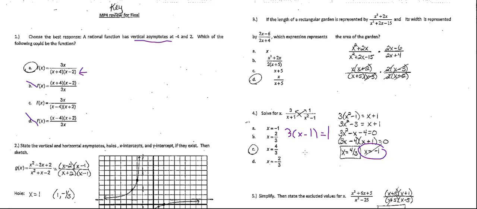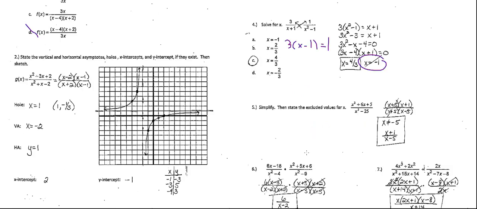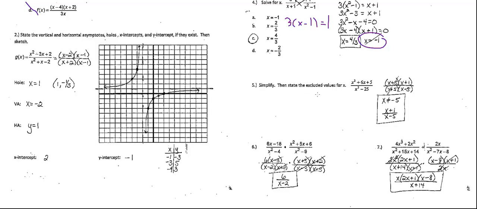Scrolling down to number 5, we're simplifying, then state the excluded values. But remember, you have to really state the excluded values before you simplify. There's actually an excluded value missing here. X can't equal +5 as well. So all you're going to do here is factor and cancel.